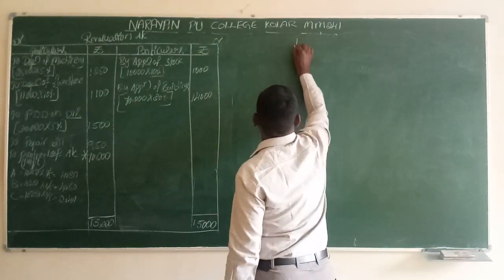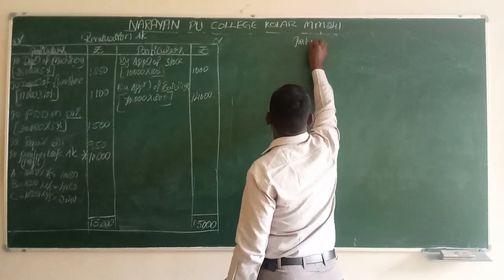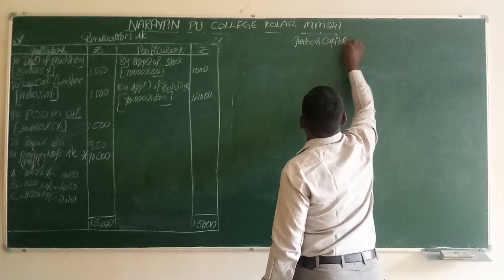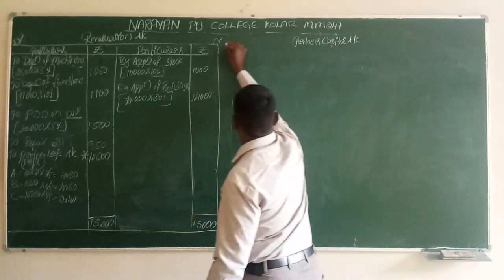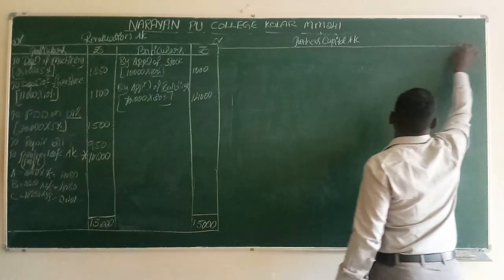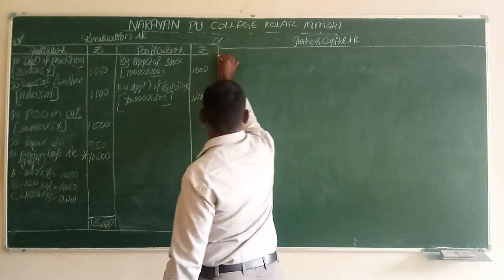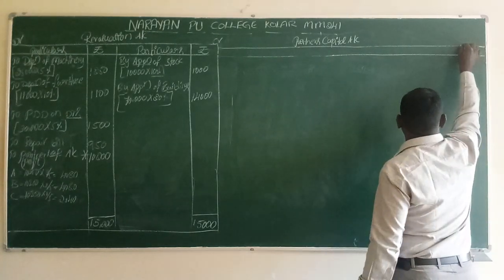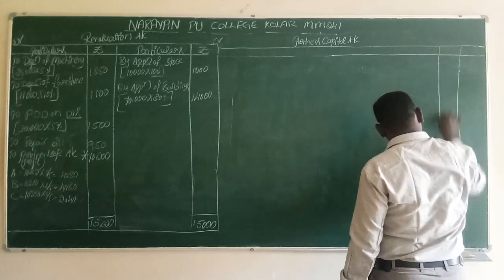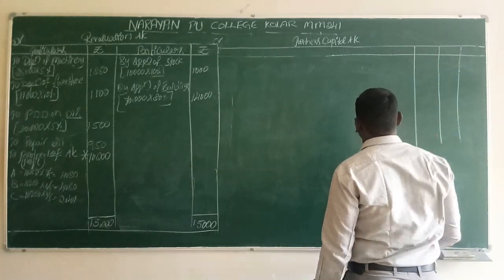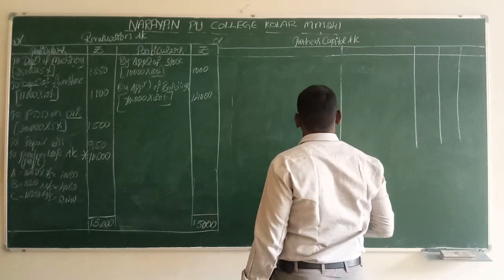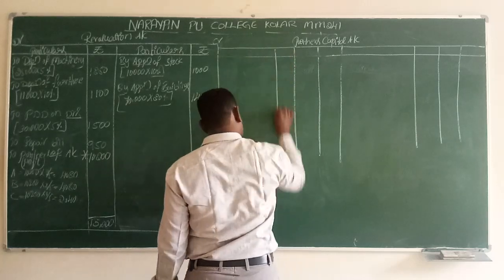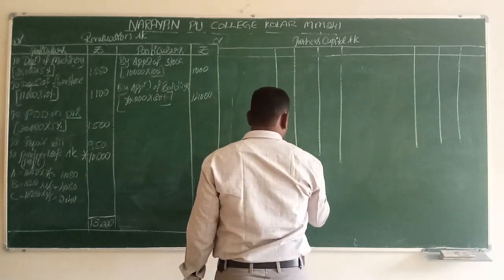So we should write the heading: Partners Capital Account. We should draw the columns for the partners capital account. Particulars, A, B, C. We have to draw the columns for all the partners.